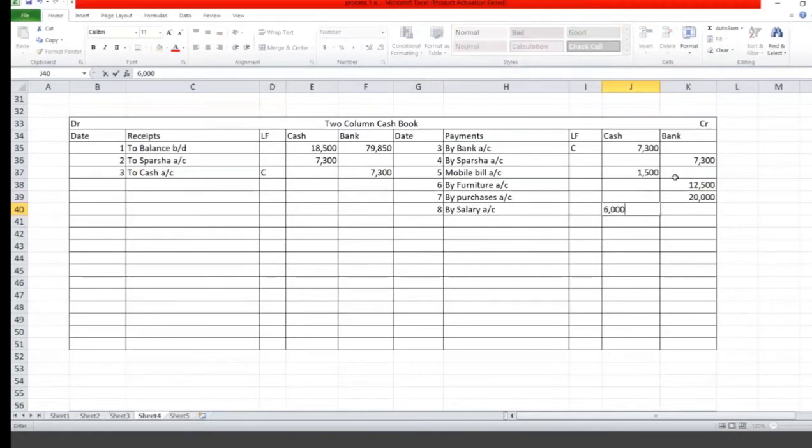Next transaction, sold goods for cash on 9th. So write down on 9th to sales account.